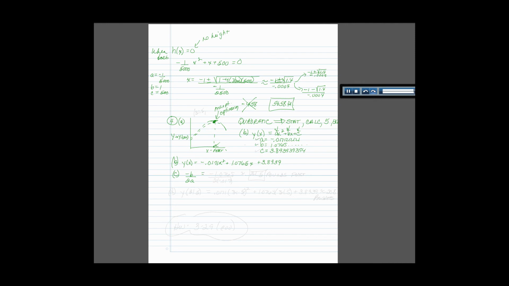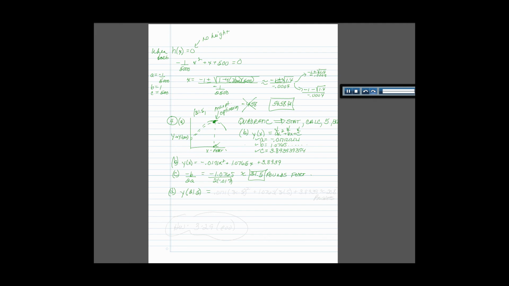We already have our A, our B, our C. So we have negative 1.0765 over 2 times negative 0.0171, and that's approximately 31.5 pounds of fertilizer. So on this point right here, the first coordinate is 31.5, and then in Part D it says predict crop yield when the optimal amount is applied. In other words, when you use this amount, how much is the yield? So what is Y of 31.5?